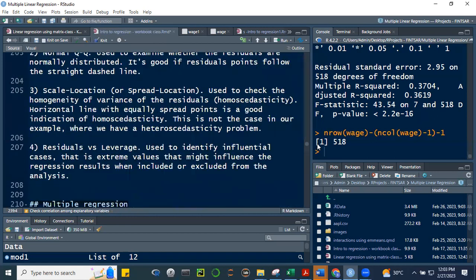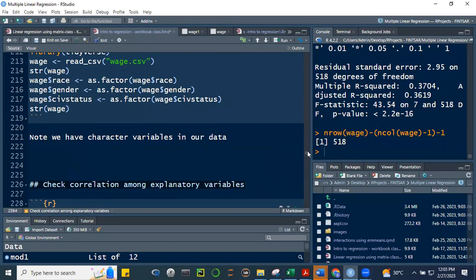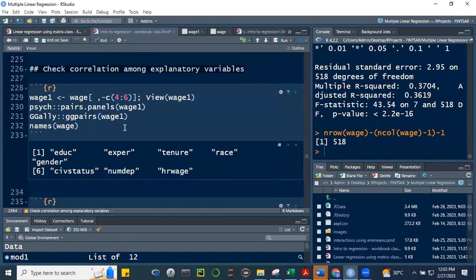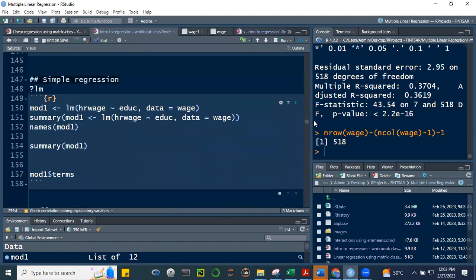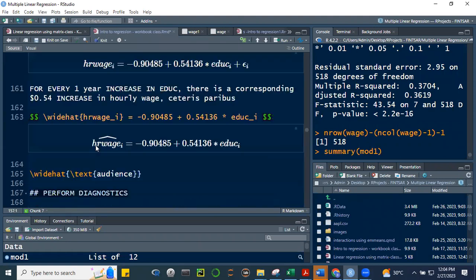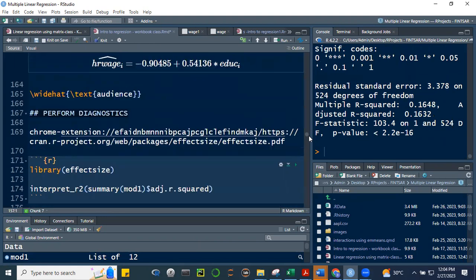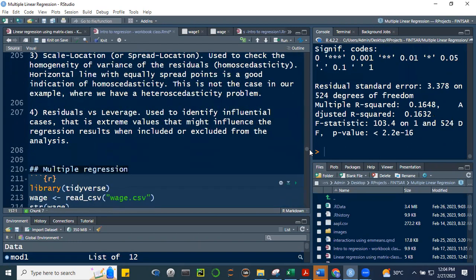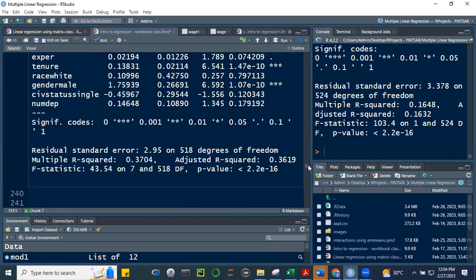Now, before, yung model natin dati, ilan lang? Ang kaya lang niyang i-explain is, where's our model 1? Saan na si model 1 natin? Alright. Here, okay. Summary model 1. Alright. 16% lang plus. Okay, versus this one. 36.19%.